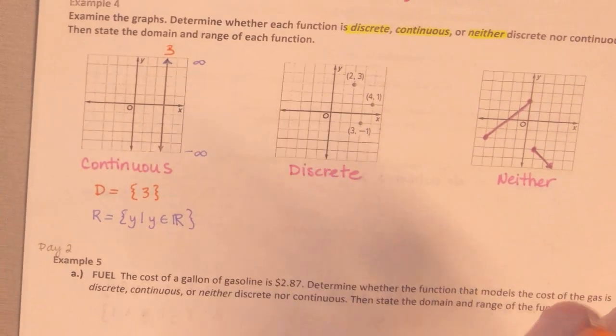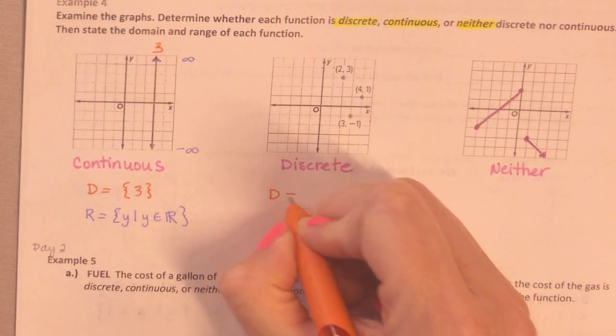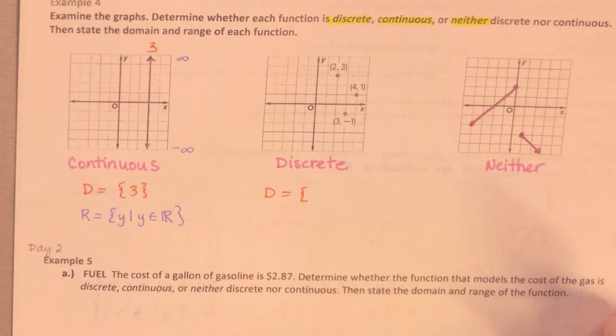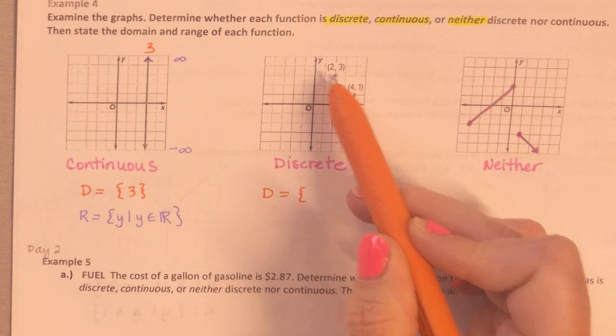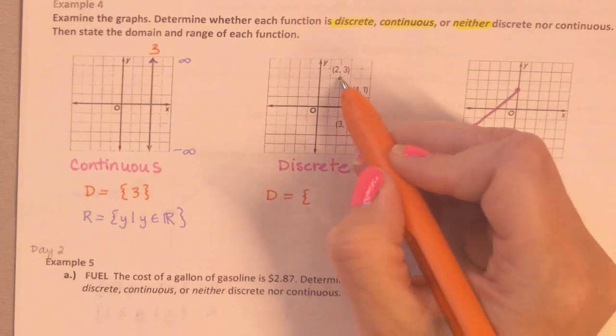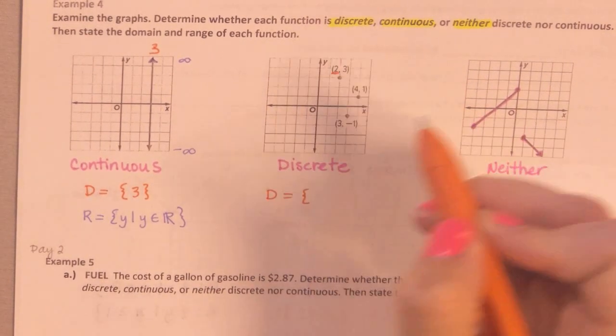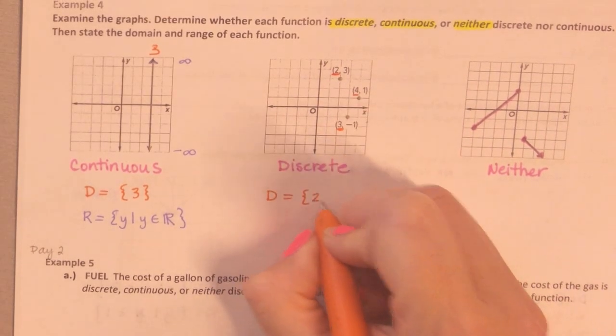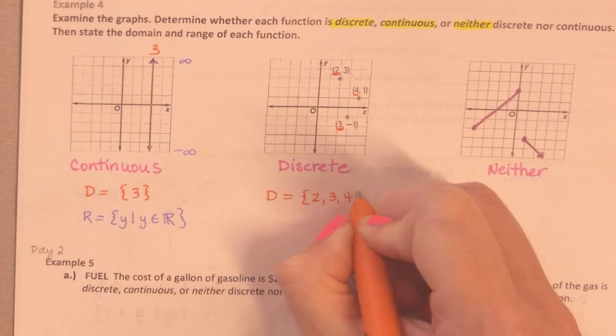Okay, and then the discrete, if it's discrete, all you have to do is look at the x values of each point. Now this is nice, they actually wrote them out for you. You might have to find it yourself, but your x values are 2, 4, and 3, so let's just put those in the proper order. 2, 3, 4.